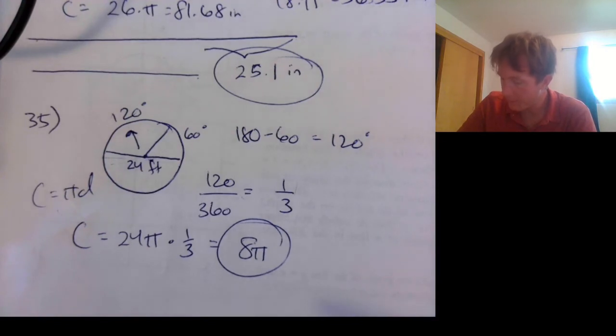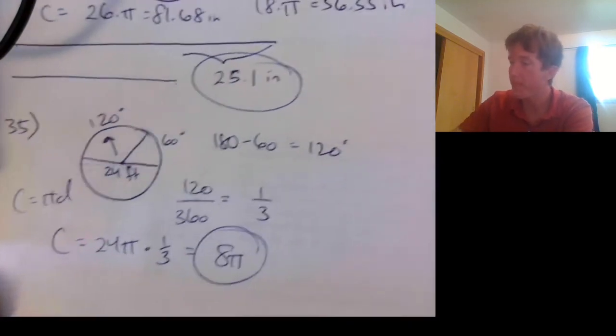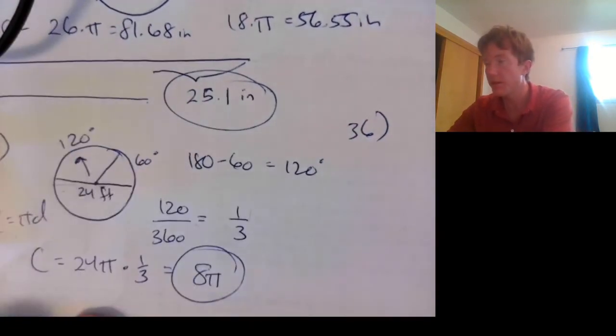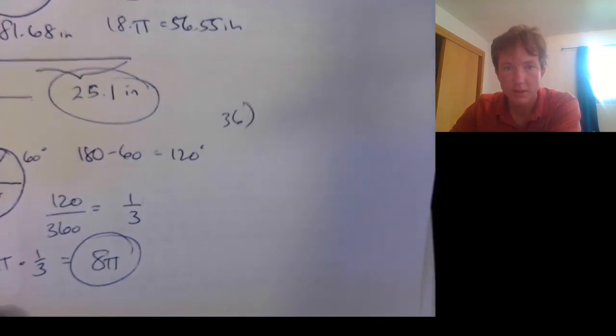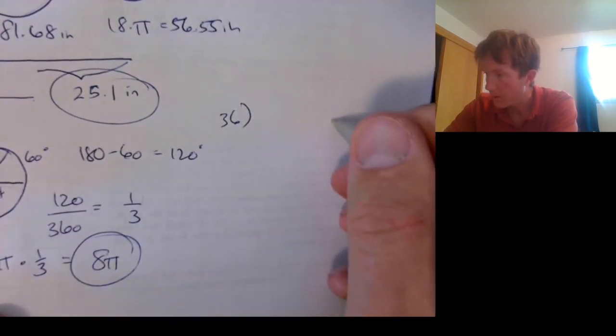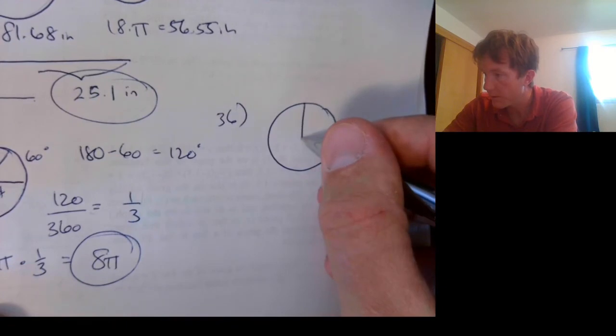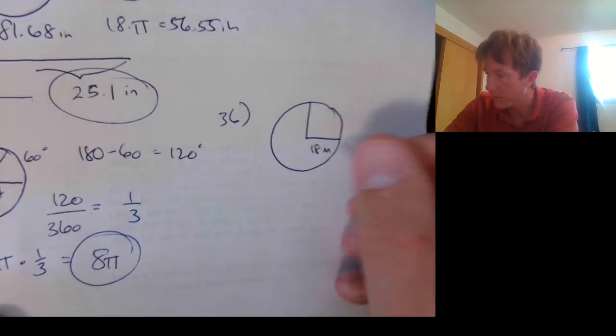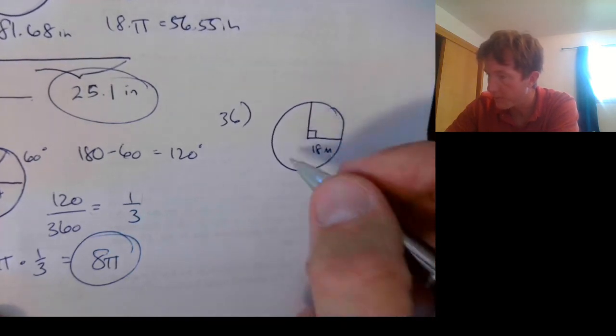Let's look at number... I'm going to go out on a limb here. I'll do 36 and then I'll do 39. So let's look at 36. This is an occasion where I would use the formula for circumference using radius. And if you're looking at your page, this would be number 34. We're going to use that same formula.